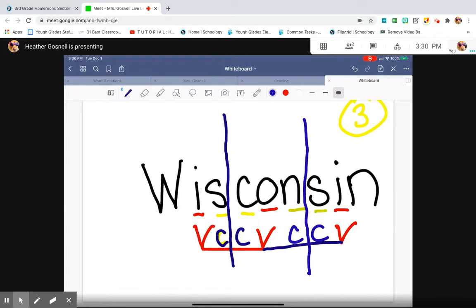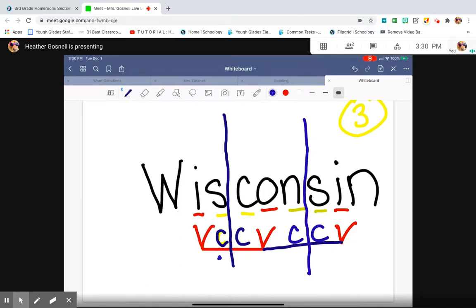Now it is time to determine whether I have open or closed syllables here, so I can know what to do with my vowels. Are we ready? First syllable, we have W-I-S. Do you see what I see? There is an S after my vowel. That's a consonant. There is a consonant after my vowel.